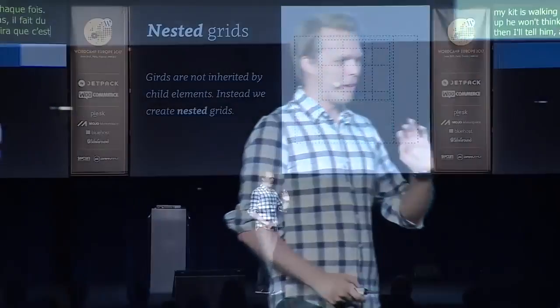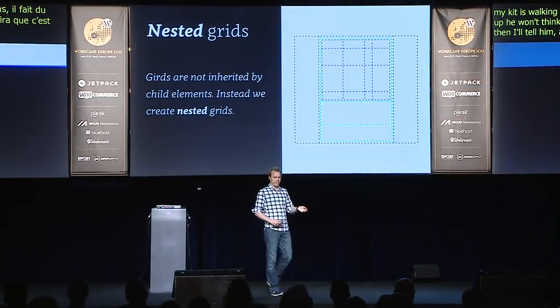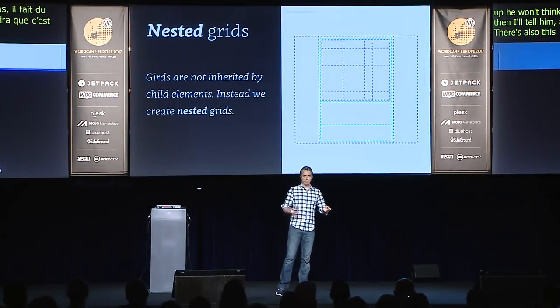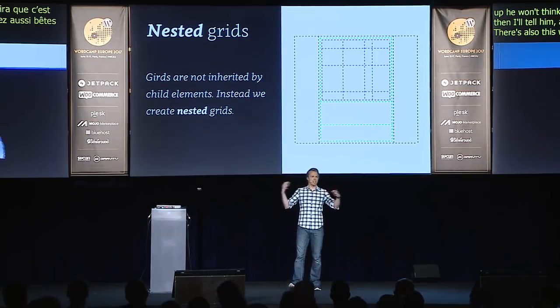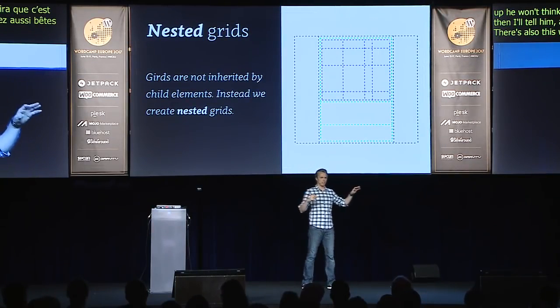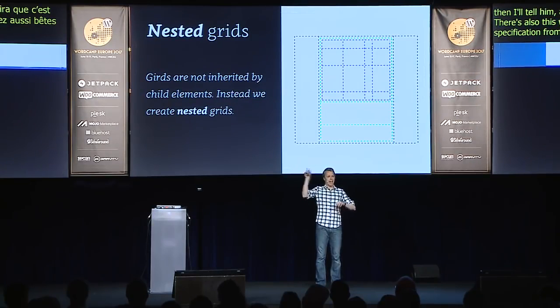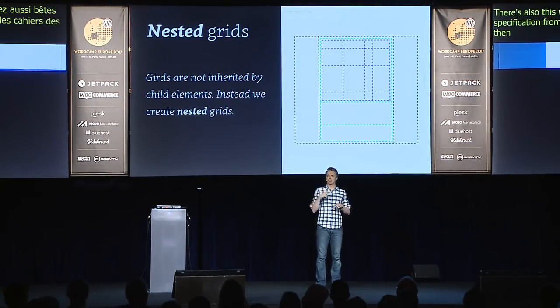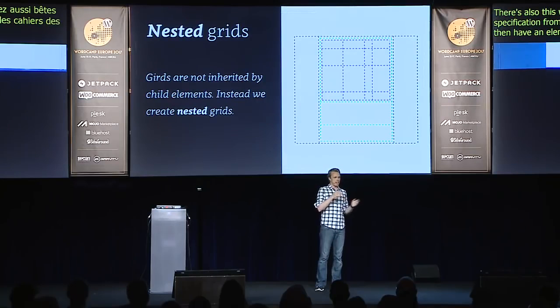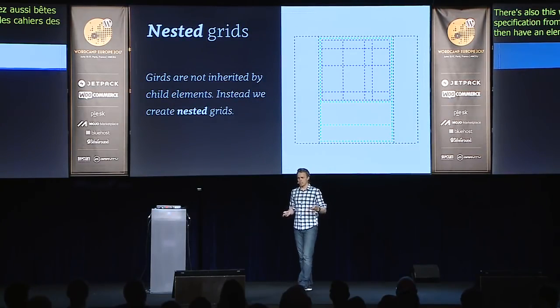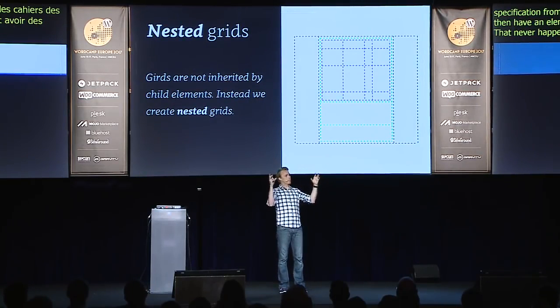There's also this weird little thing called nested grids. Now, in the original grid specification from a couple of years ago, you had the ability to create a grid and then have an element within the grid inherit the grid so you would get consistency. That never happened in browsers. So instead, what we do is we declare multiple grids inside one another.